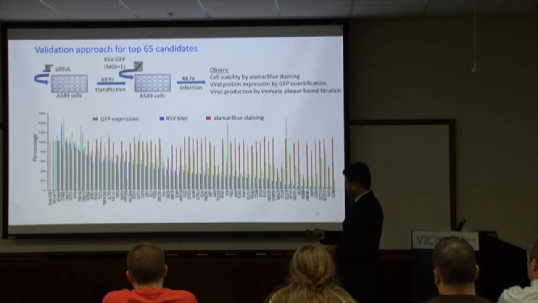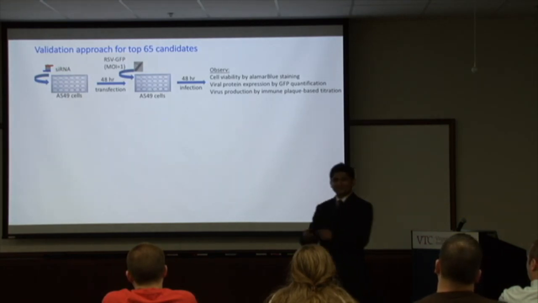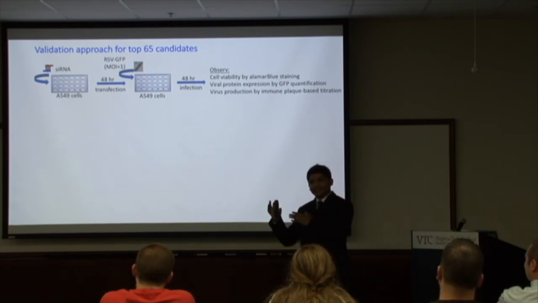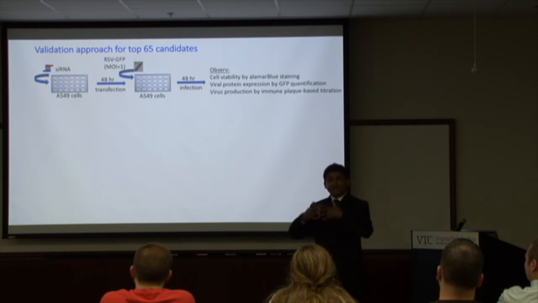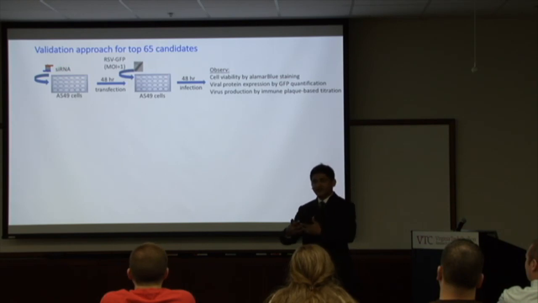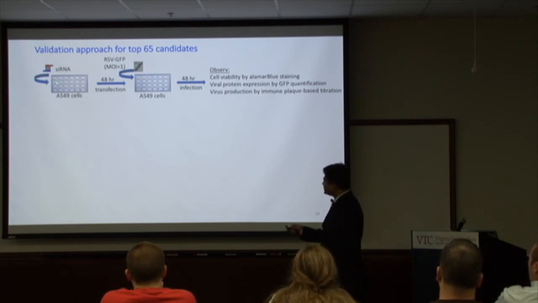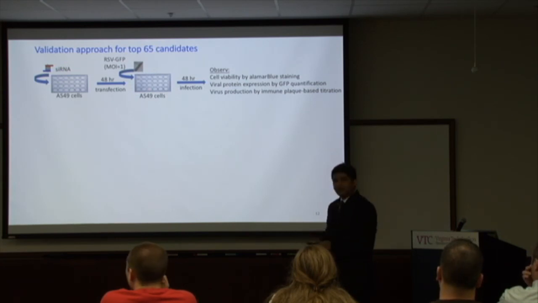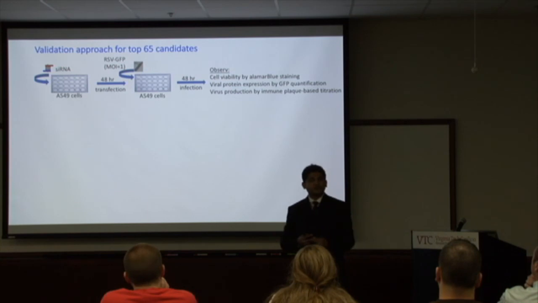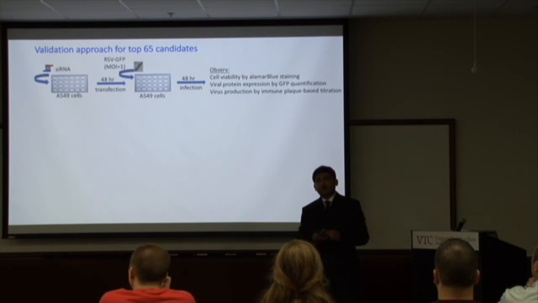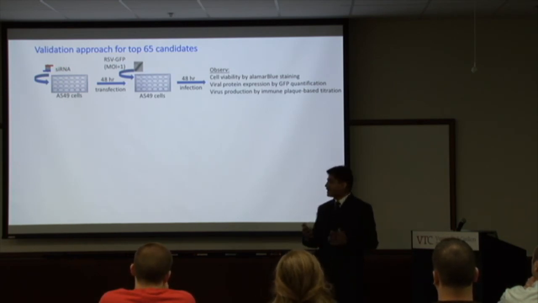So the way we did this: we used a similar high-throughput screening context, but here we used a 24-well plate, allowing enough cells to give more validation of what we see in the high-throughput context. So basically, we used exactly the same strategy, individual siRNA per gene, and we transfected for 48 hours, and we infected those cells with RSV-GFP for an additional 48 hours. We checked cell viability based on Alamar blue staining, we checked viral protein expression by quantifying GFP signals, and we also determined virus production using immunoplaque assay.